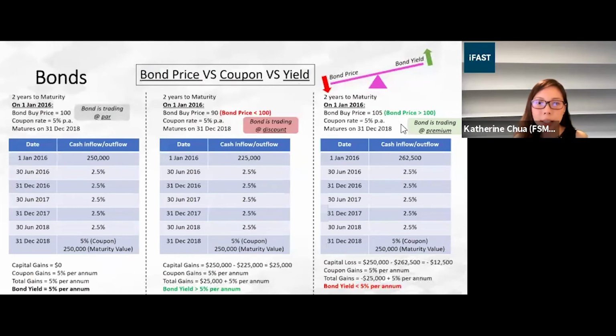And then the last case is actually the reverse, whereby your bond is trading at a premium. That means you are paying a lot more for the bond today compared to how much you will actually get back upon maturity. So in this case, there will be a capital loss. But if you include the coupons that you have clipped along the way, there will still be gains, but definitely less than 5% per annum.